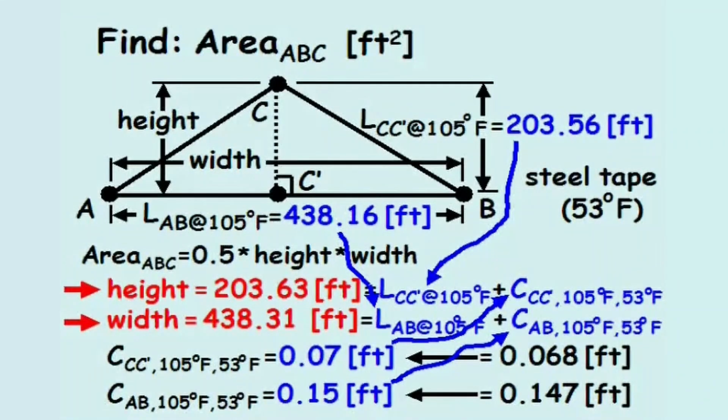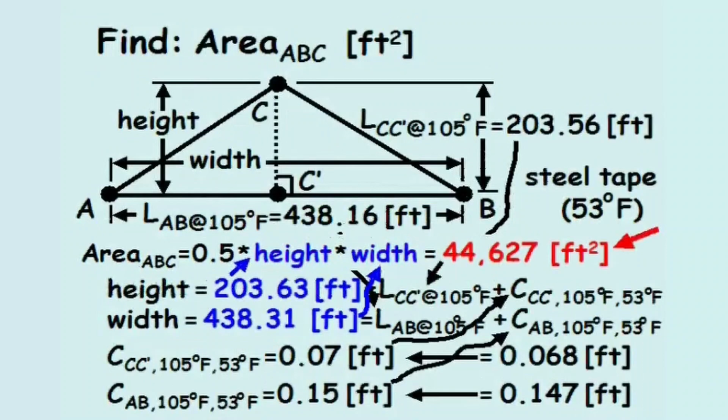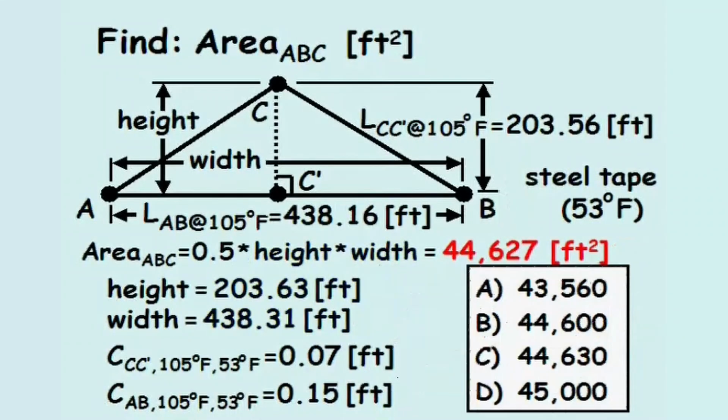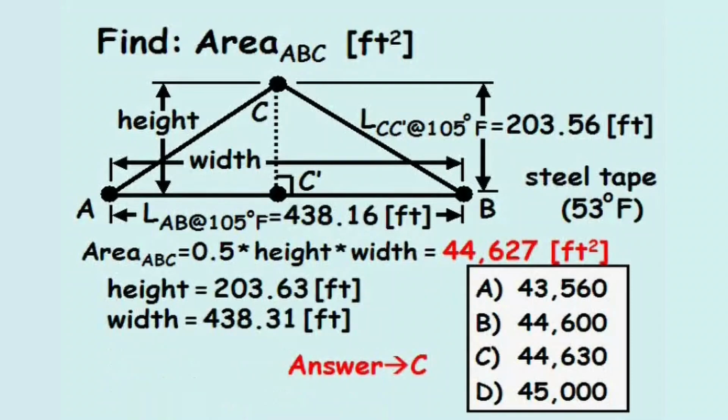Plugging these values into our equation for the area of triangle ABC, we find the area of the triangle equals 44,627 square feet. When reviewing the possible solutions, the answer is C.